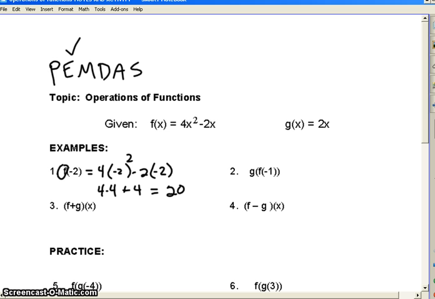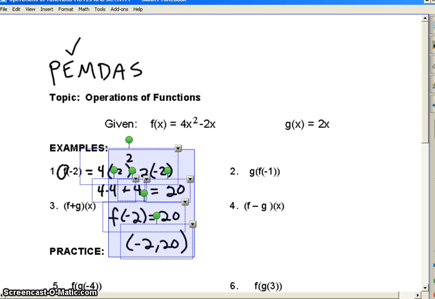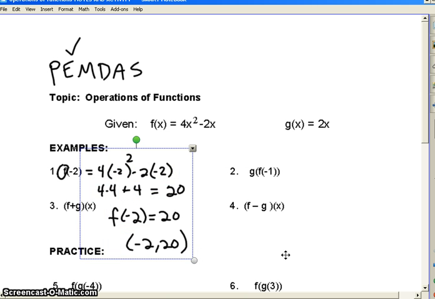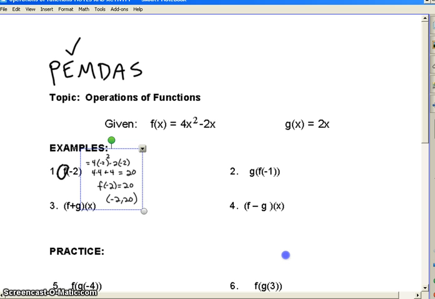So do we put like x equals 20? F of x equals 20. Oh, okay, see, that's what I'm missing. So if you wanted to think about this a little further, f of negative 2 equals 20. If I want to write that as an ordered pair, that would be negative 2 comma 20. Does that make sense? We are finding the y when you evaluate a function.